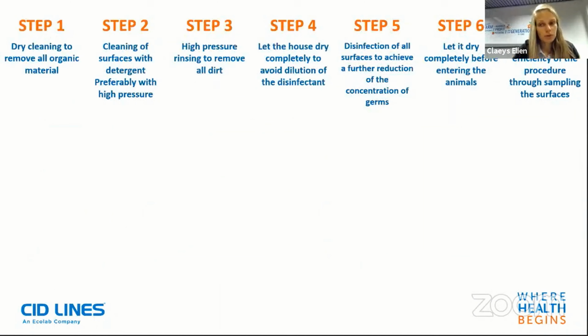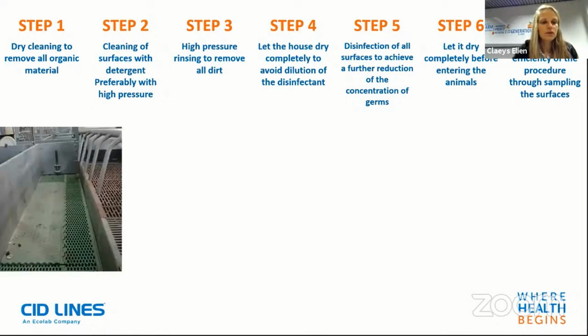Then the most optimal cleaning and disinfection protocol in practice has 7 steps. And in fact, if we need to take care of drinking water as well, we have 8 steps. So the first step is a dry cleaning. So we really need to remove all the organic matter that is inside the barn before we start the main cleaning with water and a detergent.